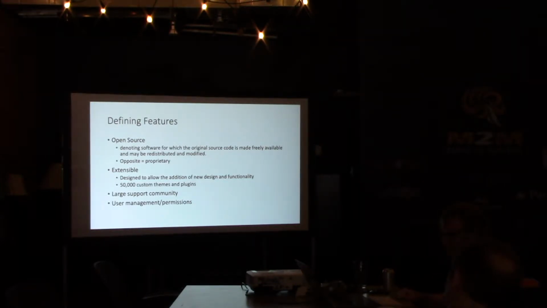It's also extensible, and this to me is the beauty of WordPress. Like I said in the previous definition, it can be modified. It allows for the addition of all sorts of new design features and functionality. There are actually 50,000 custom themes and plugins available for free according to the WordPress site, wordpress.org. And we'll explore a lot of those in the course of this presentation.